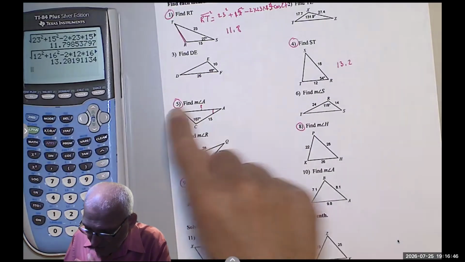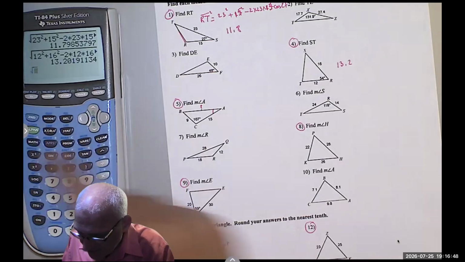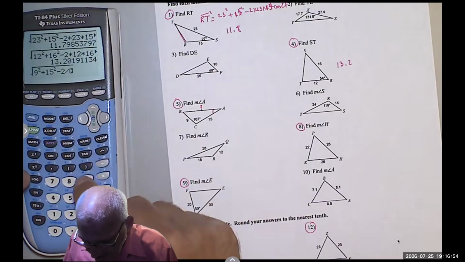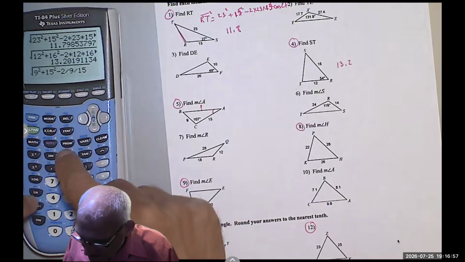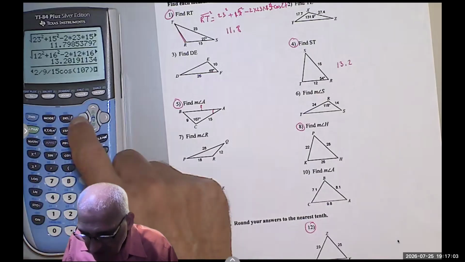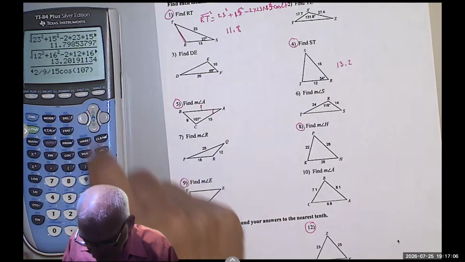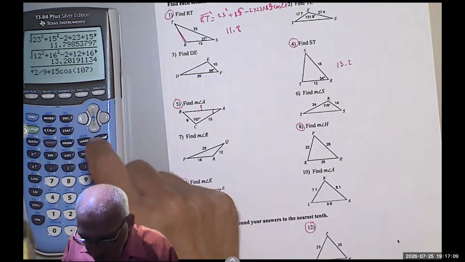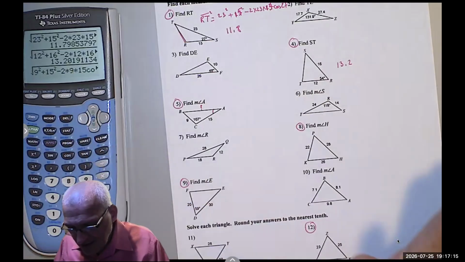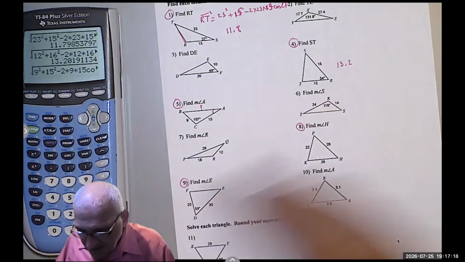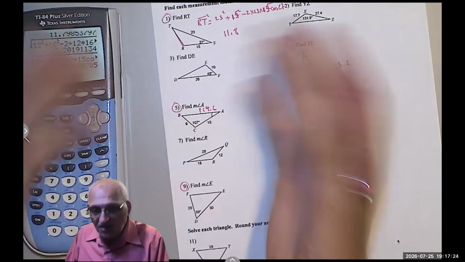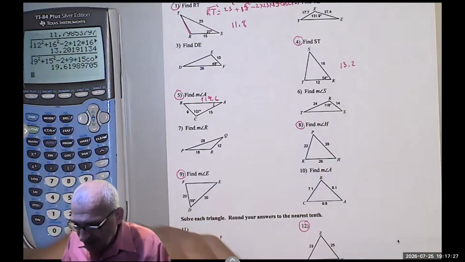So for AB, I'm going to say it's the square root of 9 square plus 15 square minus 2 times 9 times 15 cosine 107. Oops, oh my God, I said times and I did divide, right? Minus 2 times, okay, I'm glad I caught that in time. So this is 19.6. I don't need to write it. They didn't ask for it. It's already in my calculator.